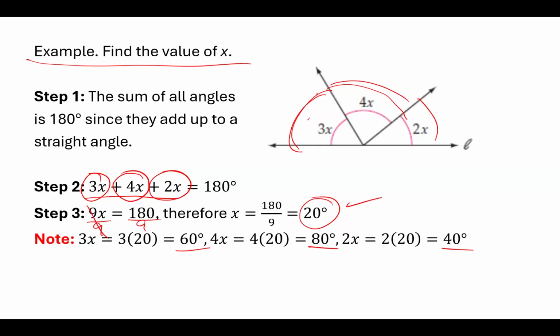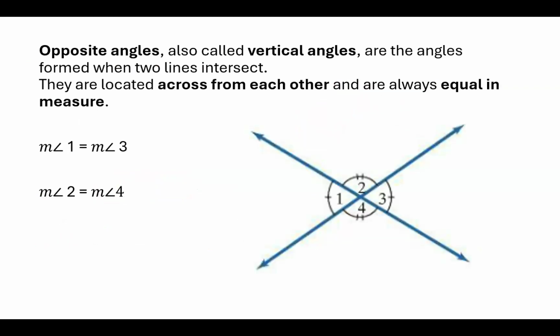Okay, so let's move on to the next one. Now, there's a lot of angles. So the next type of angles sometimes are called opposite angles or vertical angles. And these are formed when two lines intersect. So another way to identify them is to say that they are across from each other on these lines. And they have the same measurement. We can just look at it in the picture.